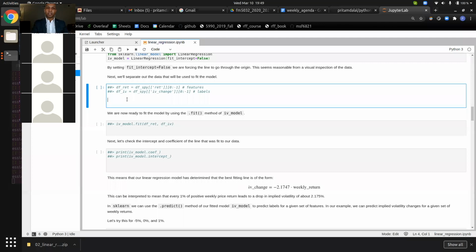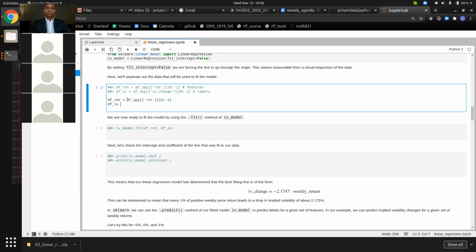Okay, so the next thing we want to do is separate out the data that we're going to be using to fit the model. We want to put the features in a data frame, and we want to put the labels in a data frame. So our features are the returns. So we're going to grab those, df_spy. And changes in IV are our labels that we're trying to predict.